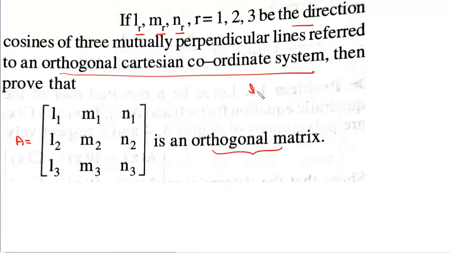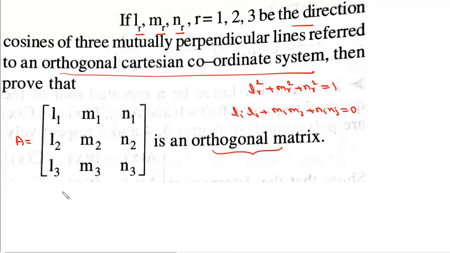If these are direction cosines, then we know that Li square plus Mi square plus Ni square will be equal to 1, and also Li into Lj plus Mi into Mj plus Ni into Nj is 0, since all of them are perpendicular.